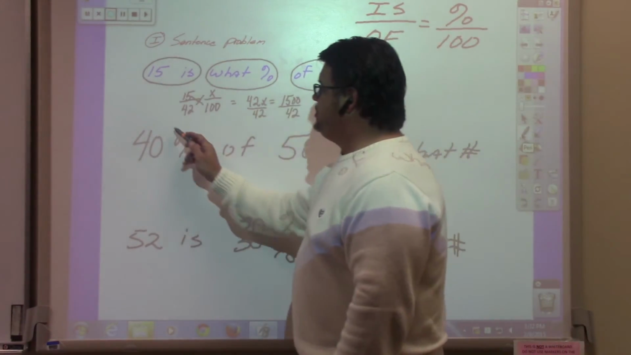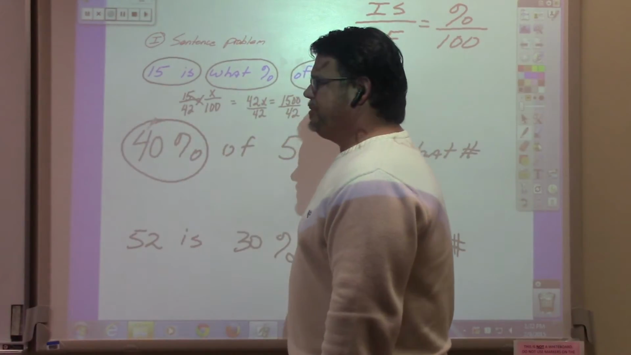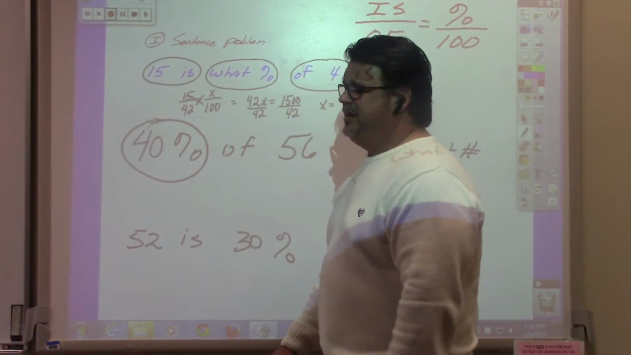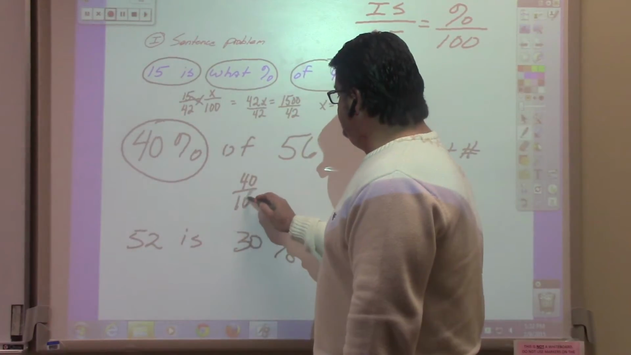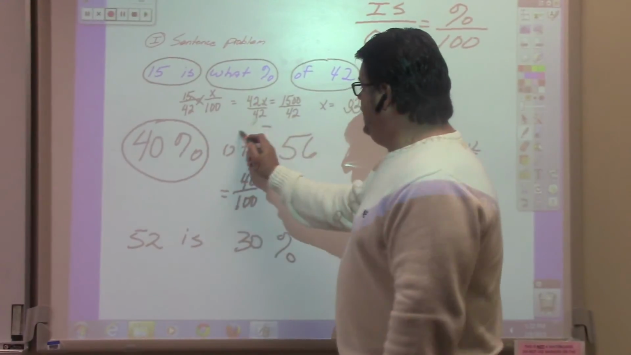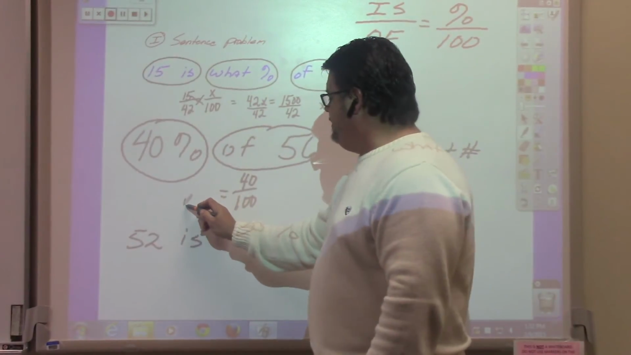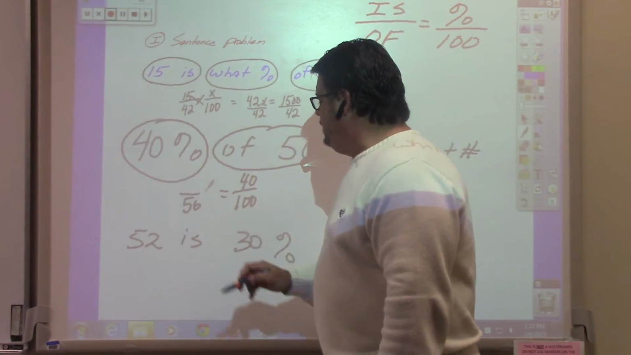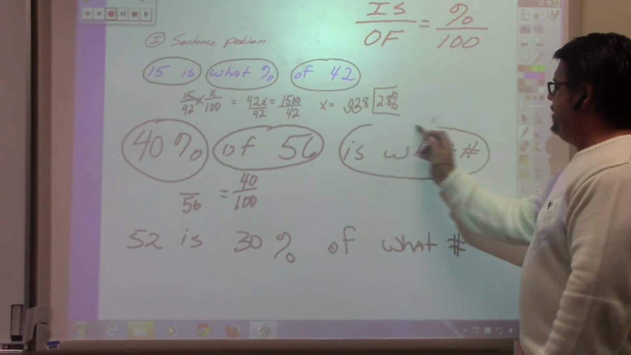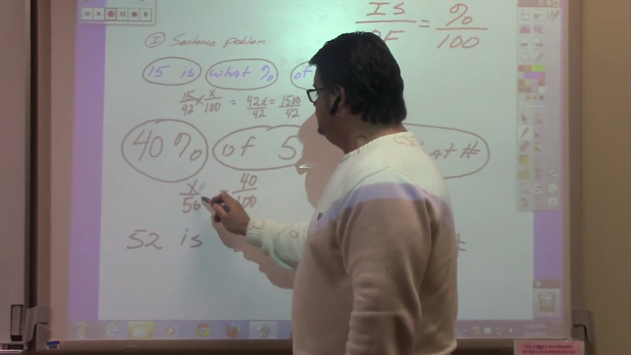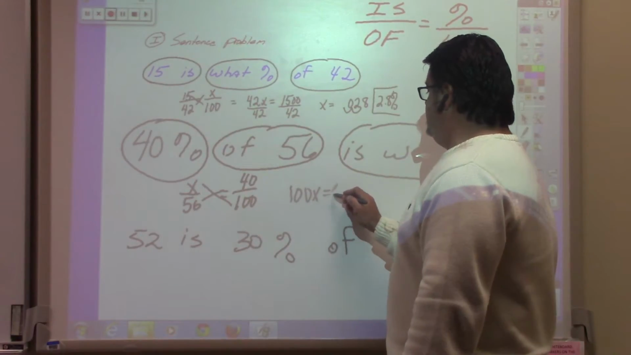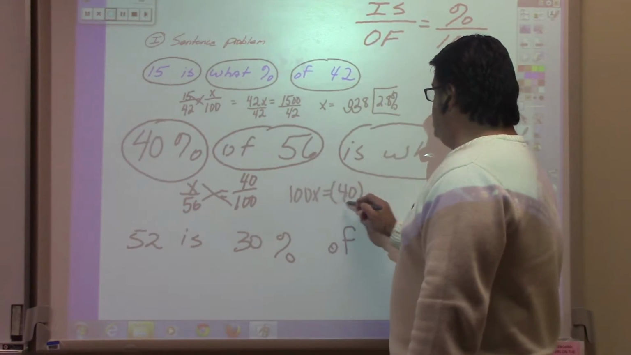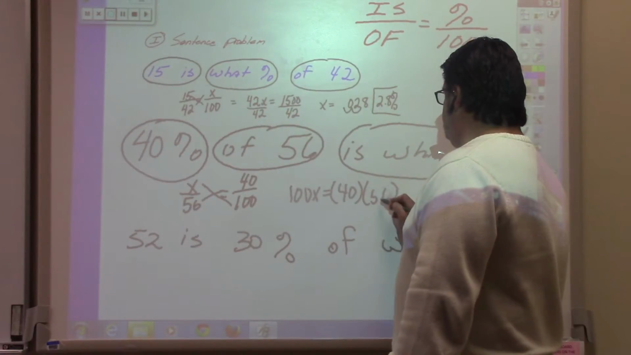So, what goes in the percent spot? The percent spot. 40. 40%, so that's 40 over 100, of 56. What goes in the is spot? Cross multiply. 100x is equal to 40 times 56.